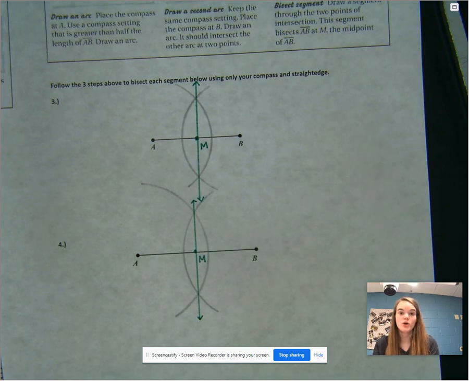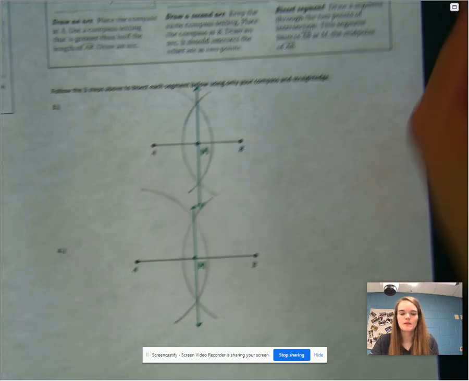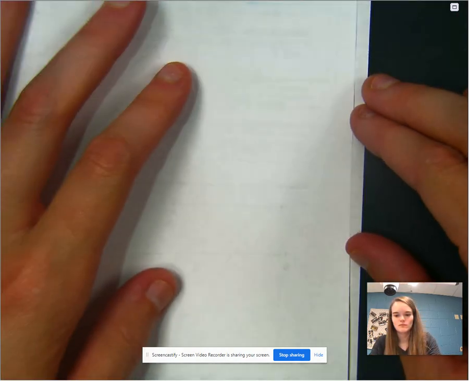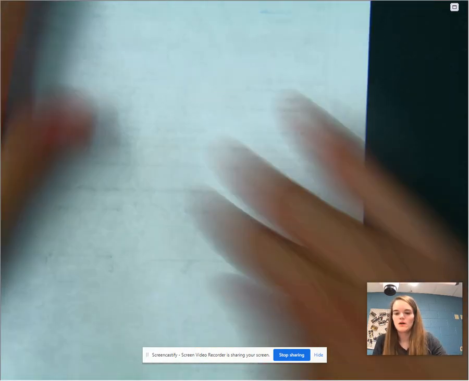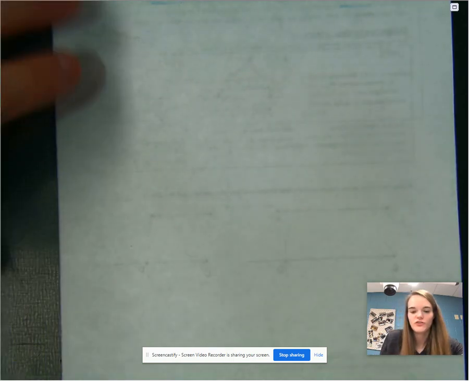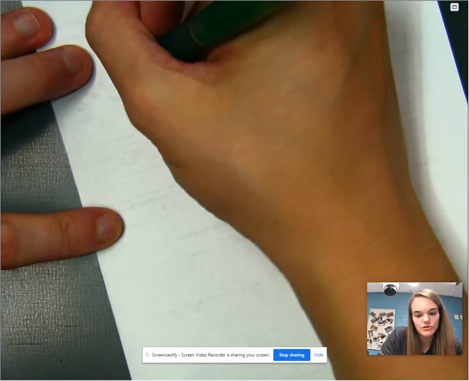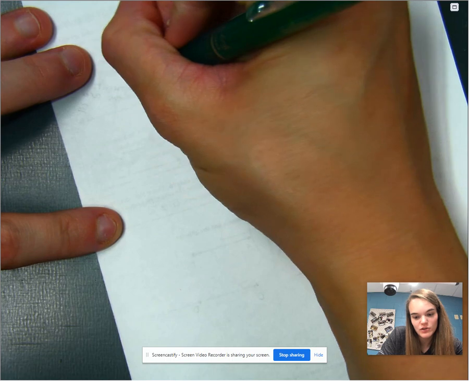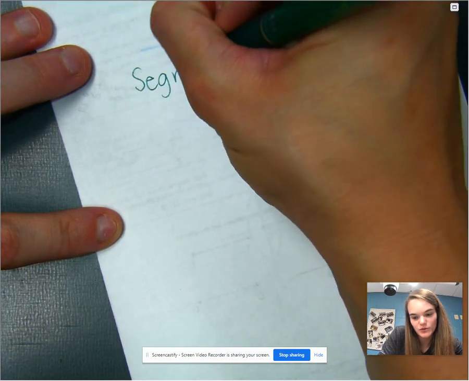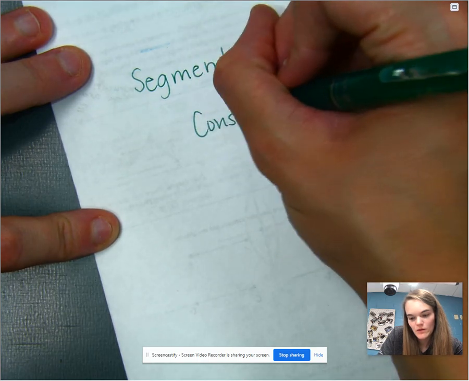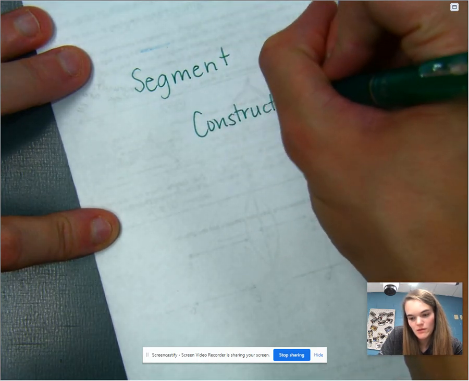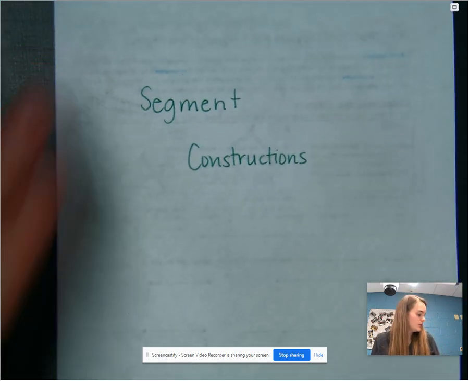All right, to glue this in your notebook, we are simply going to fold it in half. On the outside, just because I don't want to leave it blank, we're going to write segment constructions, and you can make that as pretty as you want to. And we are going to glue it on page 8, okay?